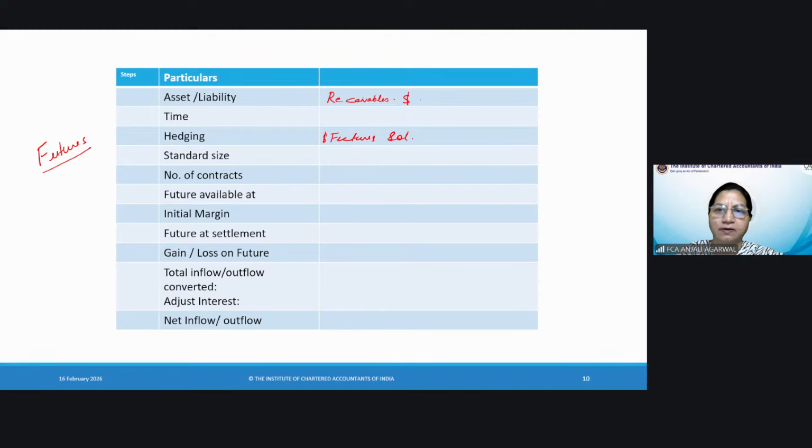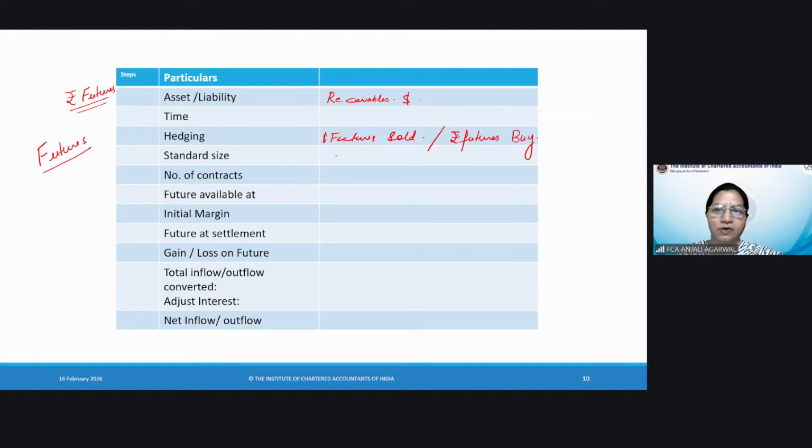But what if rupee futures are available? You have to be careful here. If the receivable is in dollars, you will sell dollar futures. But if rupee futures are available, you will again take the opposite position. So either dollar futures are sold, or if rupee futures are available, you will buy.